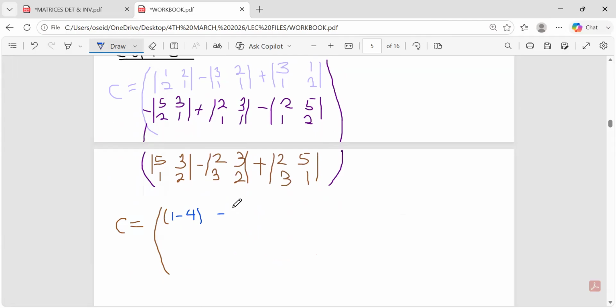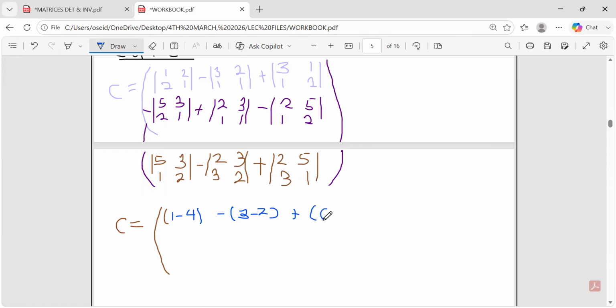Minus 3 times 1 will give us 3, 3 minus 2. We close our brackets nicely. Then the last one is plus 6, 3 times 2 is 6, minus 1, because 1 times 1 is 1. Close our brackets nicely.